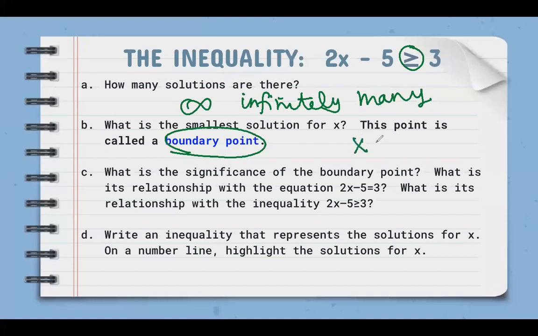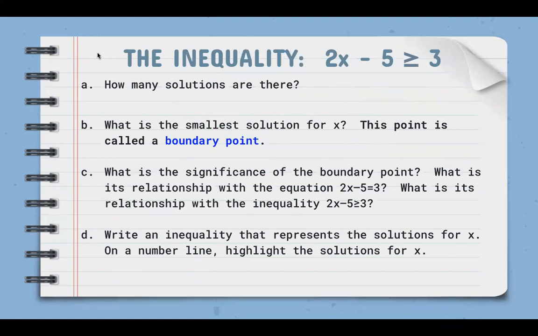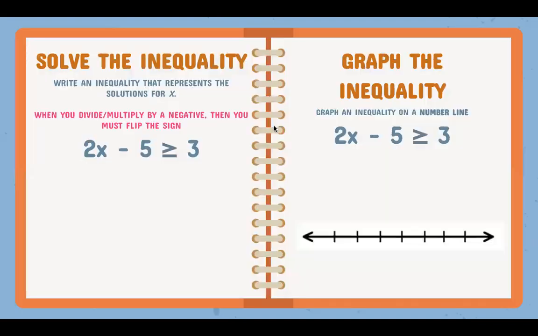So if I say x is greater than or equal to 2, 2 would be my boundary point, because if I cross it and I go less than, such as 1.99, I would be crossing the boundary of 2. And so what is the significance of the boundary point? Basically what I just said, right? It's the smallest solution for that equation. And so now we are going to write an inequality that represents the solutions for x. And then on a number line, we're going to graph it.